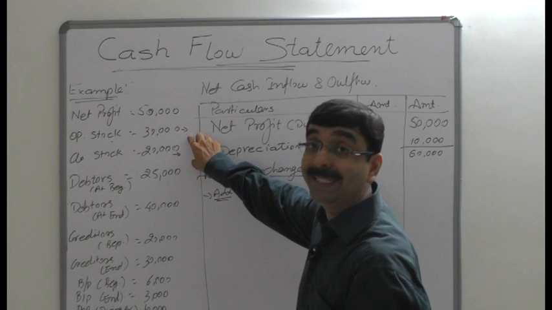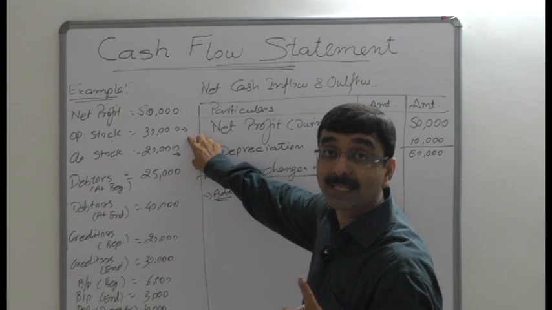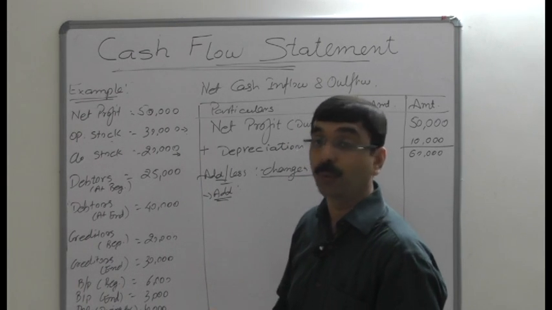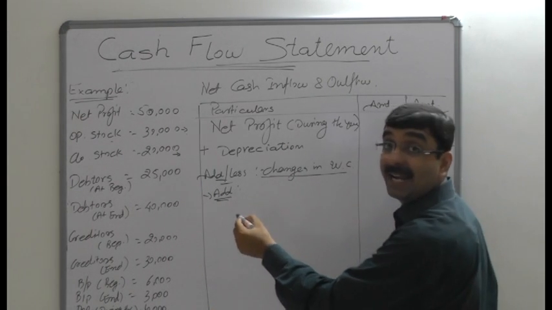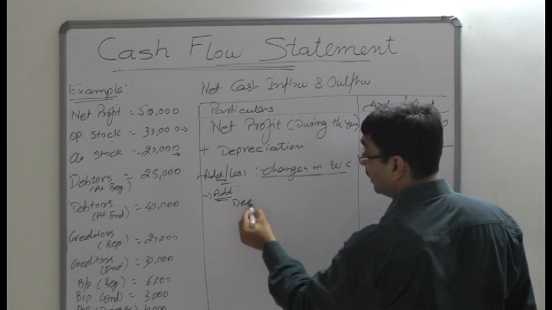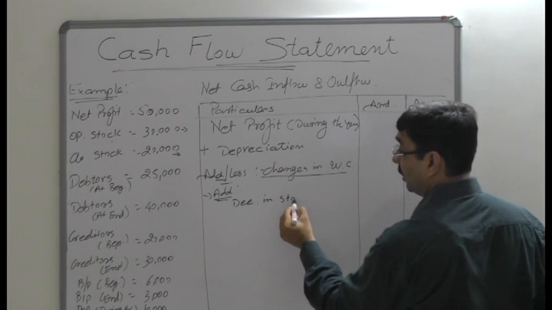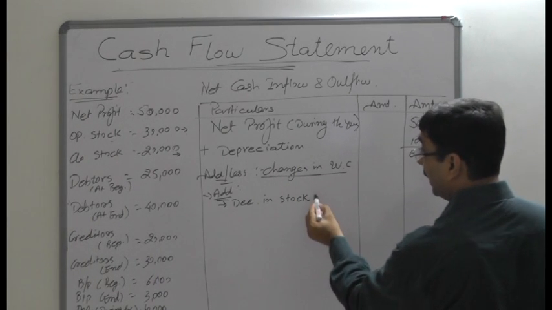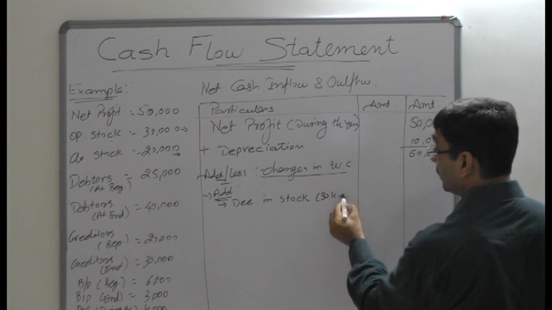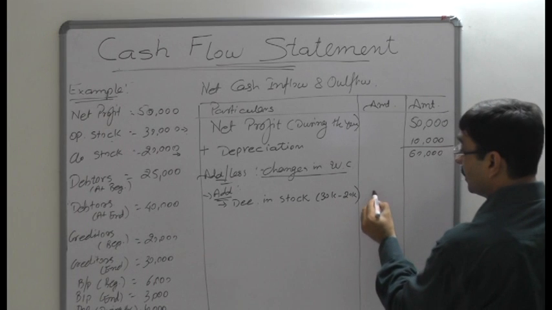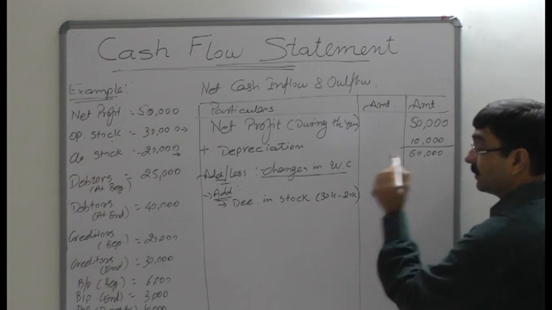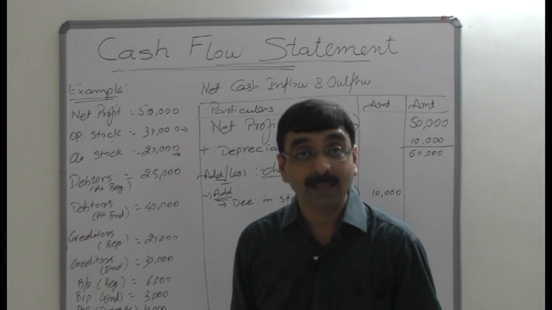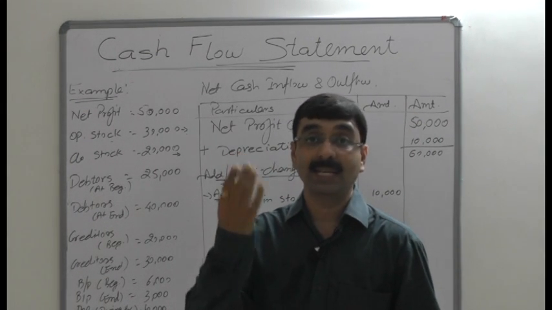When the assets are decreasing, the decrease in assets always increases your inflow. So that's why it would be added. A decrease in stock always creates an increase in cash flow, and that is 30,000 minus 20,000, which comes to 10,000. So in case of a decrease in current assets, it increases your cash flow.